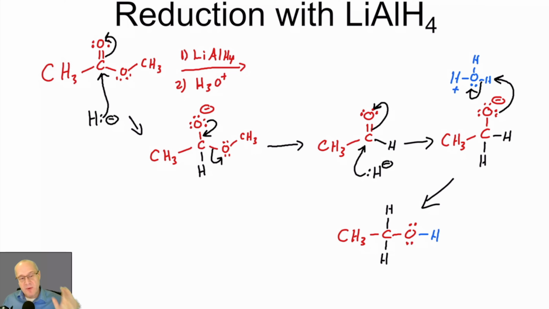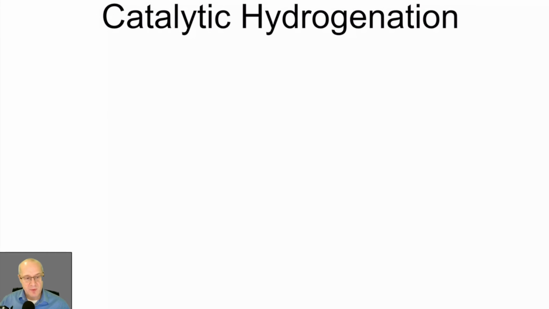Now remember, sodium borohydride cannot do this. Sodium borohydride can only react with aldehydes and ketones. Lithium aluminum hydride can react with esters, acids, acid chlorides, everything else. It can reduce everything. Lithium aluminum hydride is a very reactive reducing agent. Sodium borohydride, much milder.